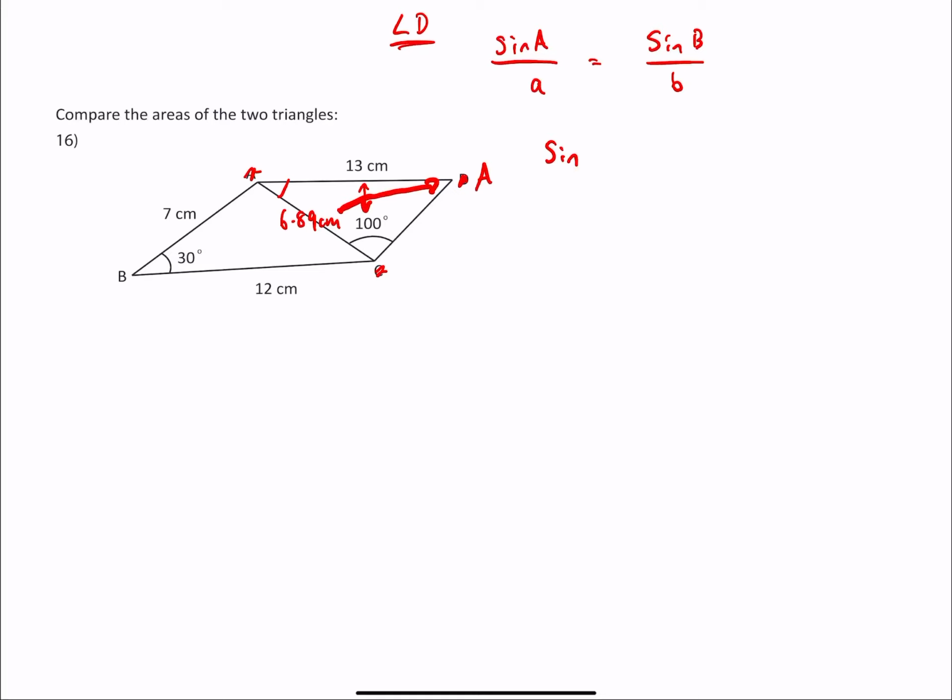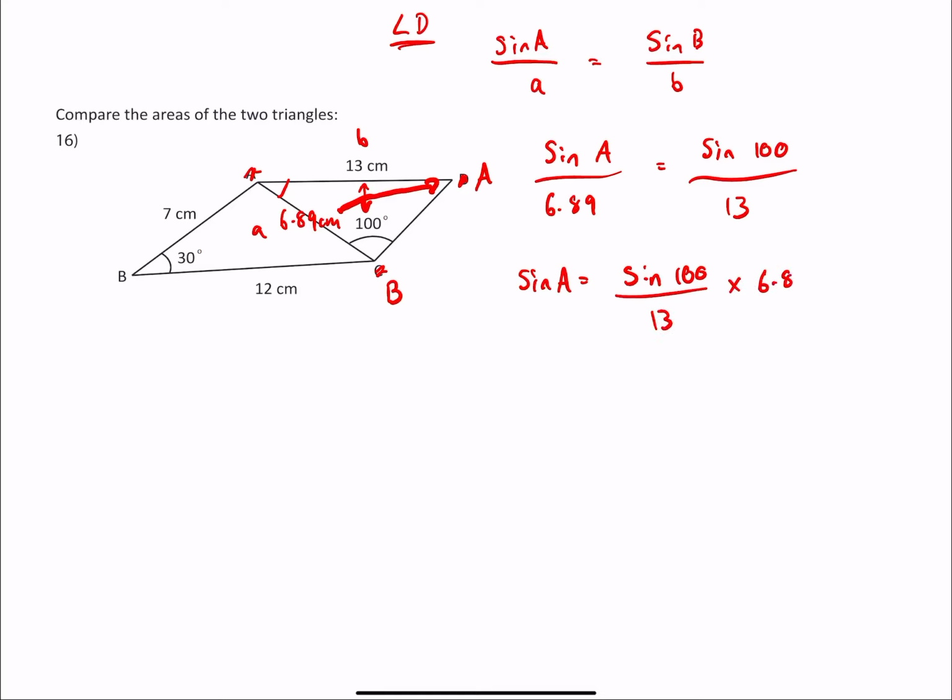But sine A, which I don't know, over my side 6.89 equals sine B over side b, so sine 100 over 13. So to get sine A, I have to multiply up by 6.89. So sine 100 over 13 times 6.89. A is the inverse sine of sine 100 over 13 times 6.89.